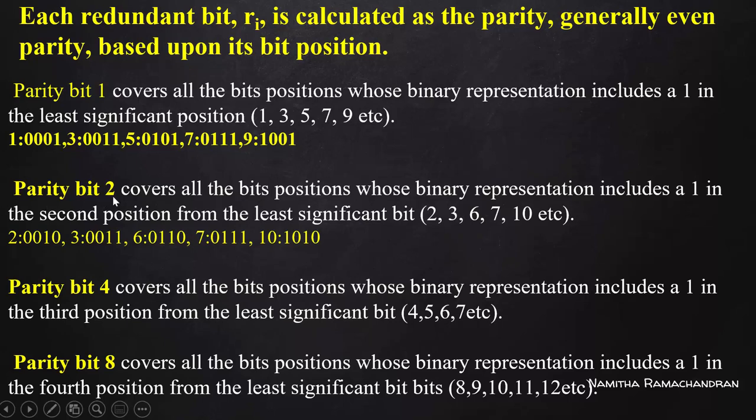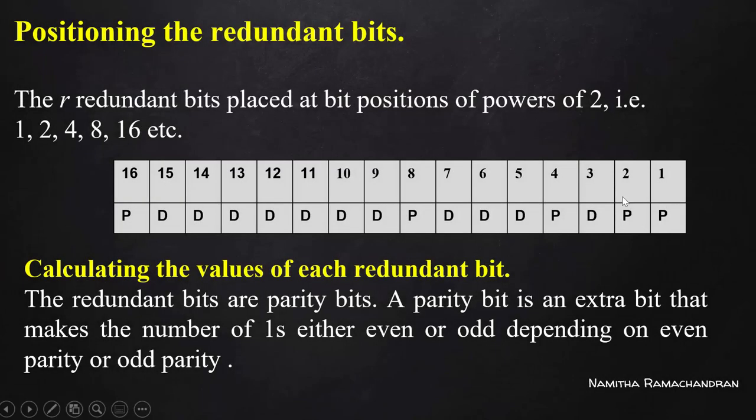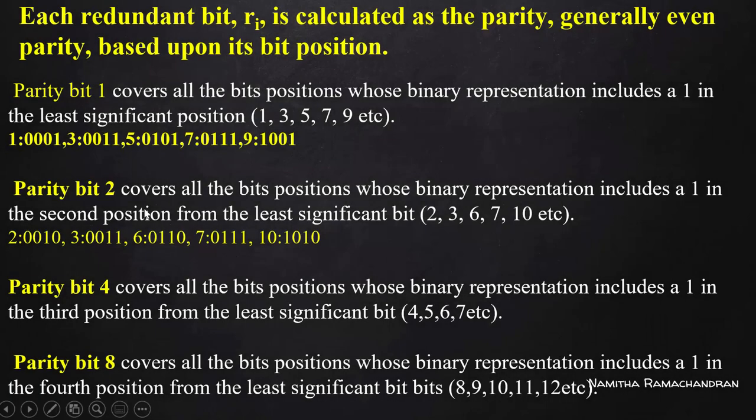Similarly, for parity bit 2, for setting a proper value for this parity bit, we need to focus on the second least significant bit of each and every position. If there exists a value 1 in the second least significant bit of the positions, then we need to consider the values present at those corresponding locations. Here, for setting the parity bit 2's value, we need to consider positions like 2, 3, 6, 7, 10, etc.